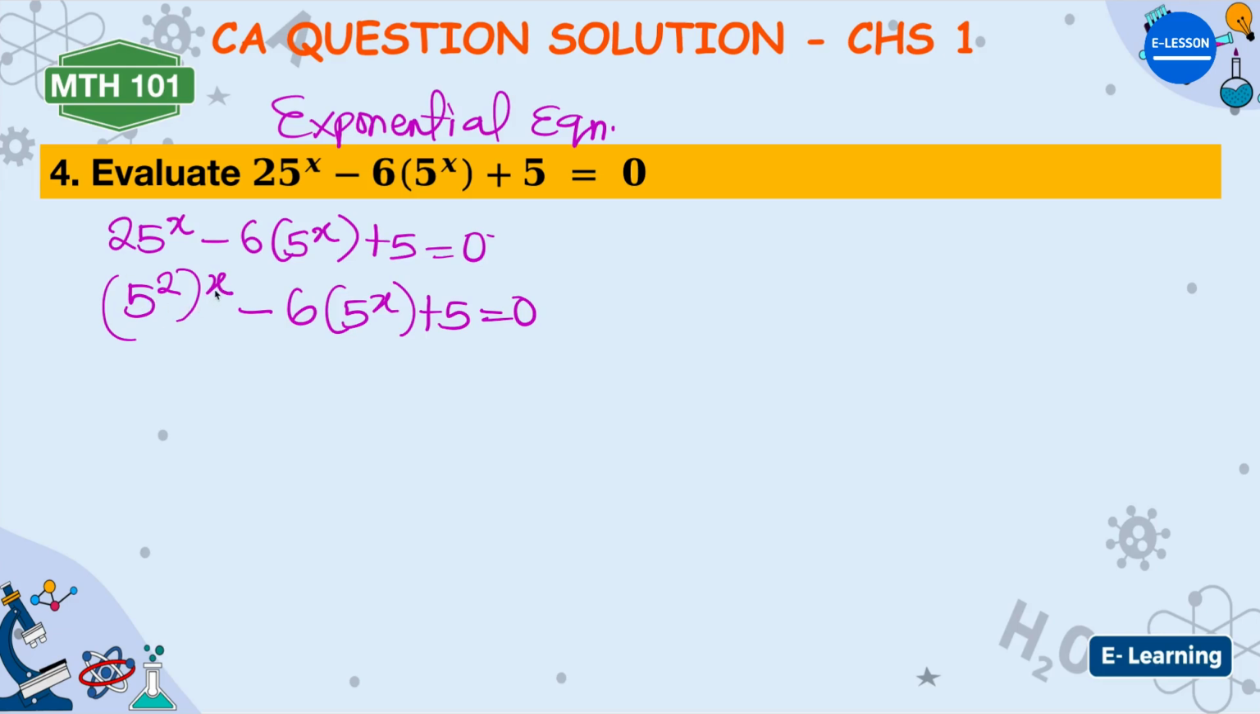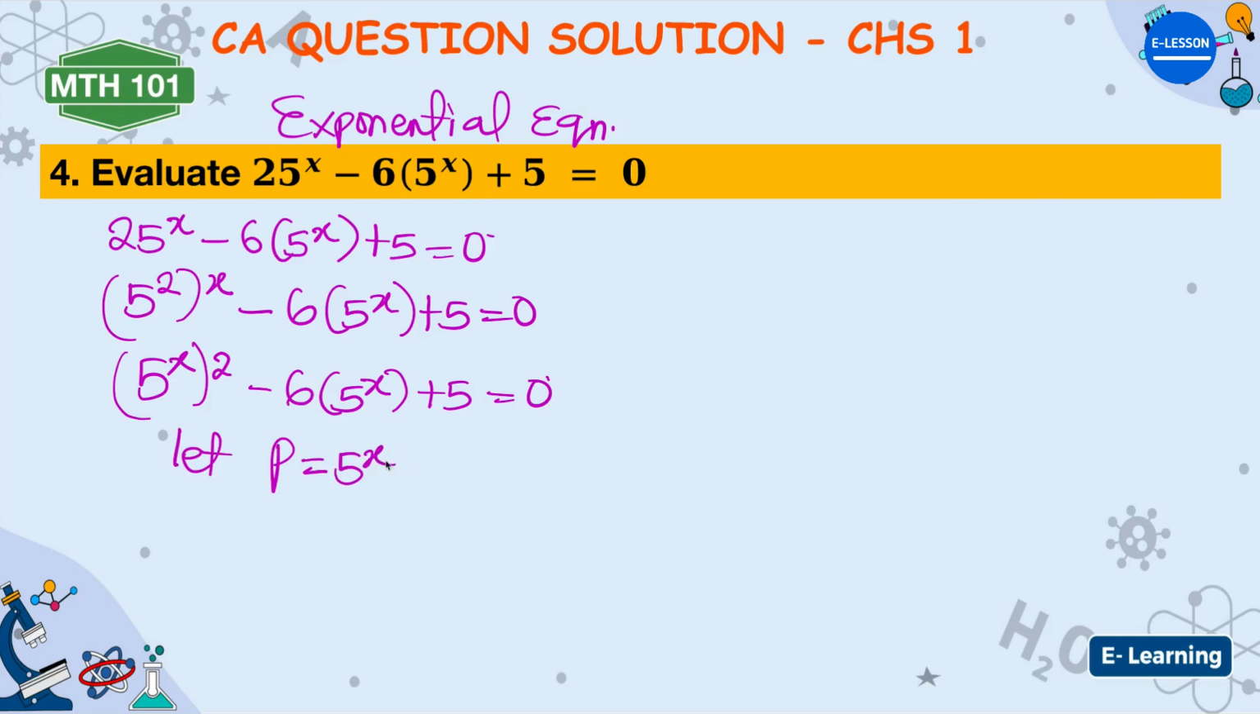Now, bring the x out. So this will give us 5 raised to the power of x, squared, minus 6 bracket 5 raised to the power of x plus 5 is equal to 0. Now, at this point in time, these two can also be interchanged. That was what I did here. The x came inside, the 2 came out, because multiplication is commutative. So we can exchange it. 2 times x is the same as what? x times 2. Exactly.